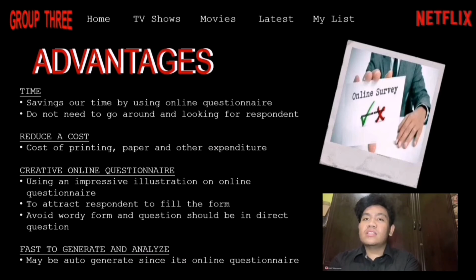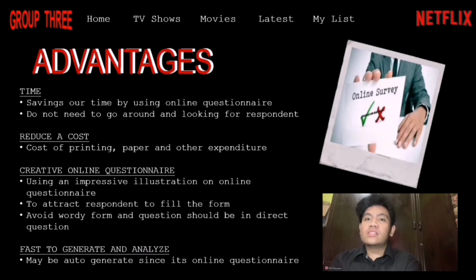The second advantage is that we may reduce certain costs, such as the cost of printing a written form, the cost of paper, and other expenditure to find respondents to fill out that form. Next, we can be more creative in creating an online questionnaire, for example using impressive illustrations on the form, such as Google Form, which my group used. This is to attract respondents to fill it. But it should use direct questions and avoid wordy forms, because it will make respondents lose interest and get annoyed with the words.